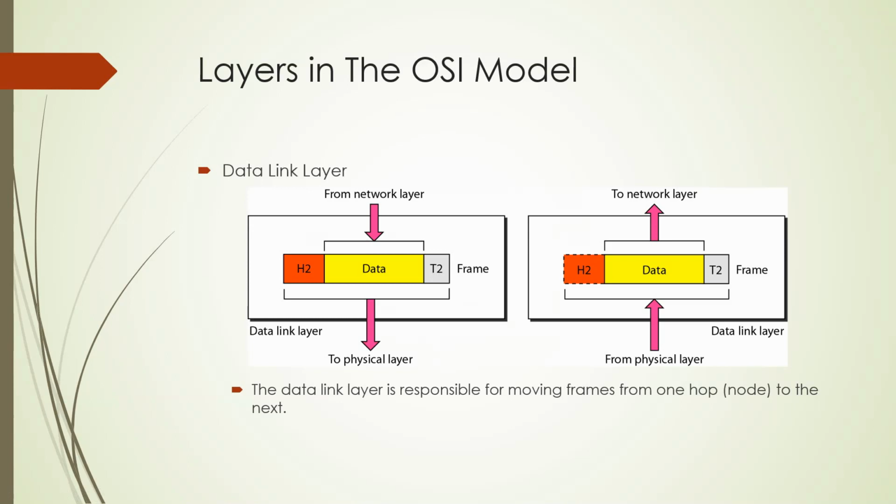This is known as, H is known as the header and T is known as the trailer. Okay. Now what are the concepts of header and trailer? We will discuss them later in the session. So for now let us understand that the data link layer is responsible for moving frames from one hop to the next, right? Now what is a frame?